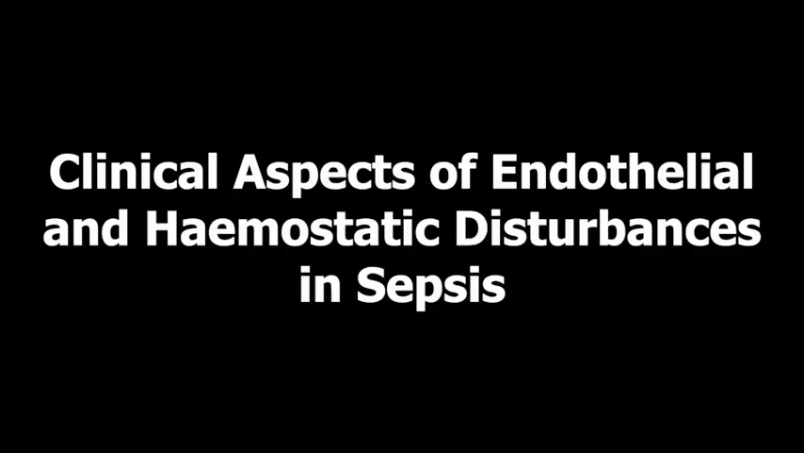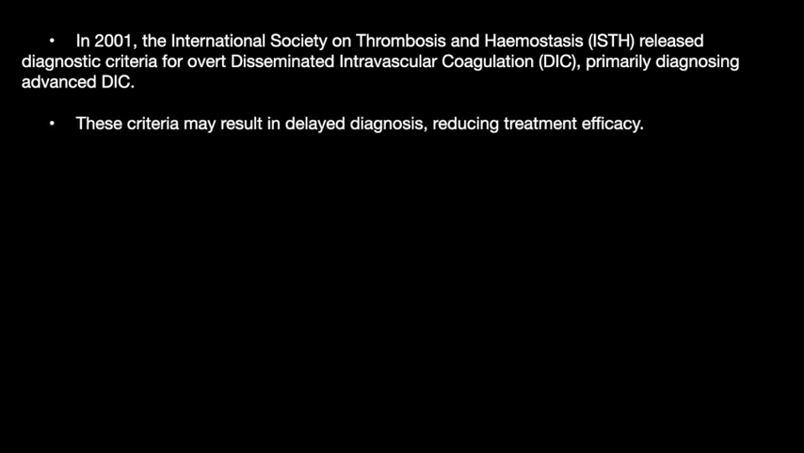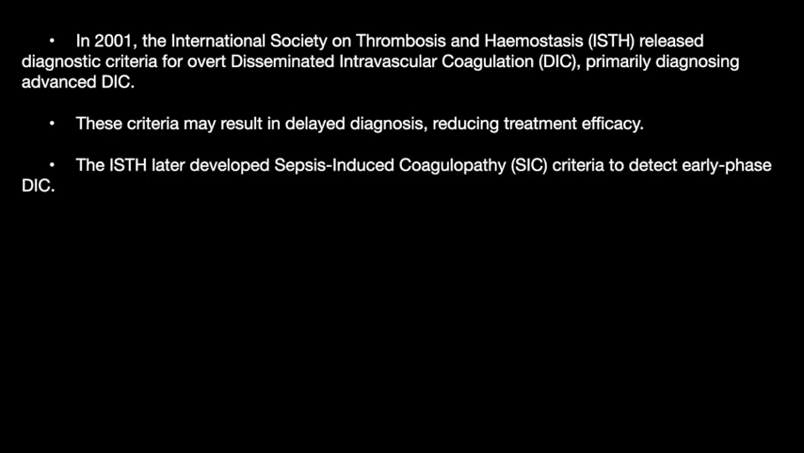So now that we know how all the three systems are getting affected in sepsis, what are the clinical aspects of the disturbance in this? In 2001, the International Society of Thrombosis and Haemostasis released the diagnostic criteria of DIC, primarily helping us in diagnosing the advanced DIC. The criteria may result in delayed diagnosis and reduced treatment efficacy.